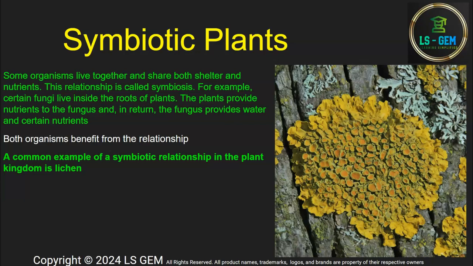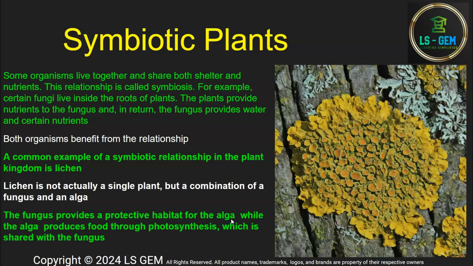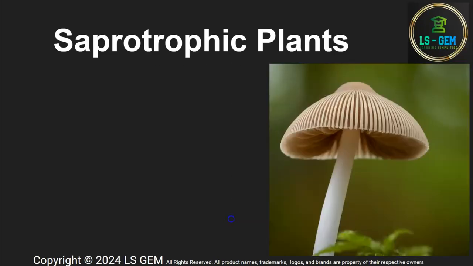A common example of a symbiotic relationship in the plant kingdom is lichen. Lichen is not actually a single plant but a combination of a fungus and an alga. The fungus provides a protective habitat for the alga, while the alga produces food through photosynthesis, which is shared with the fungus.